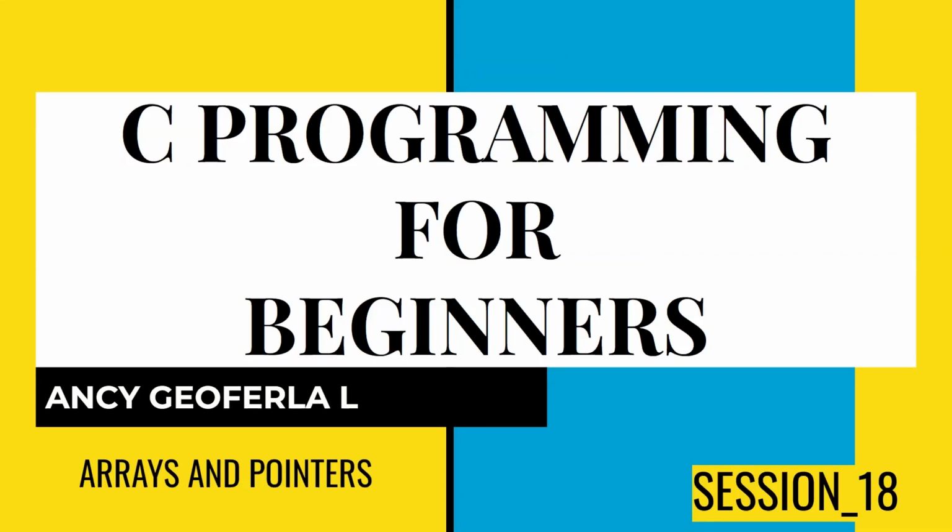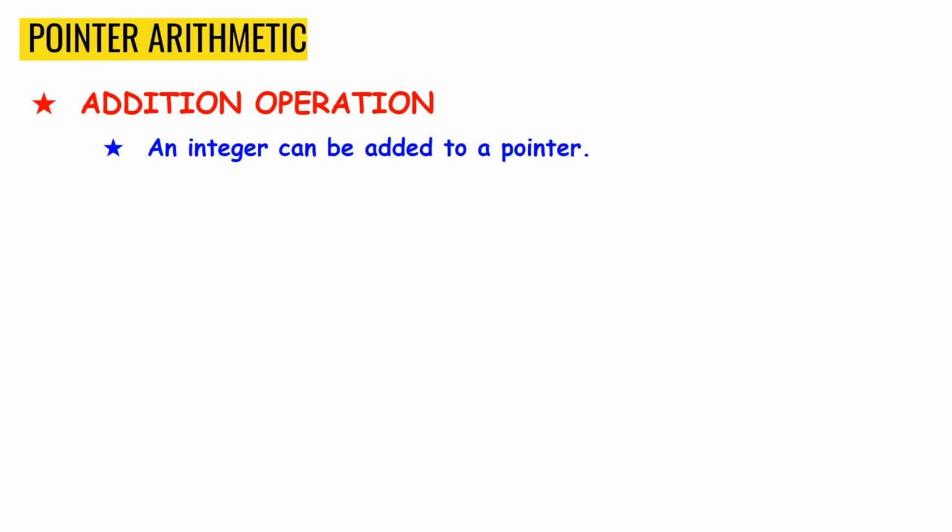In this video, we will discuss arrays and pointers in C. Let's get started. Before understanding the relationship between arrays and pointers, first let's discuss pointer arithmetic. Arithmetic operations like addition and subtraction can be applied to pointers. First we will see the rules to perform the addition operation.